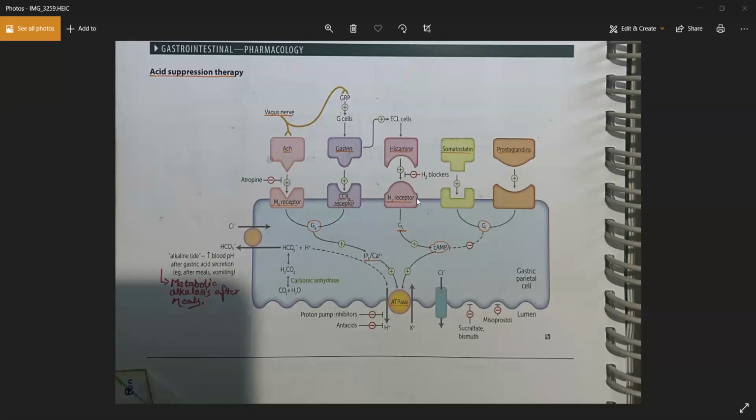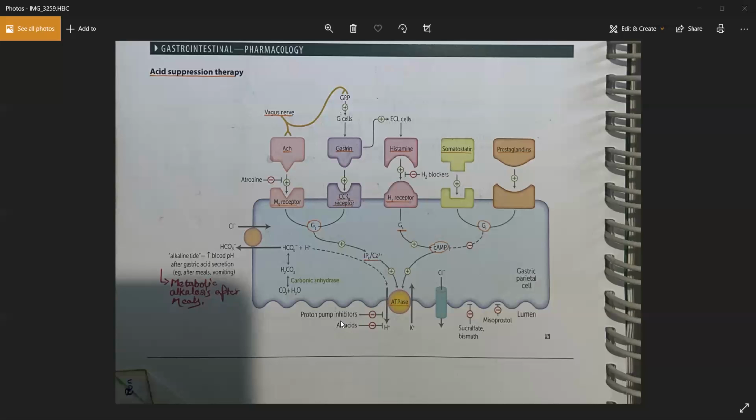Because in the case of histamine blockers, the gastrin and the acetylcholine still can cause the acid production. But if you give the patient proton pump inhibitors, it doesn't matter if you have a high level of all these three substances, they cannot cause the acid release, right? So these are therapies which inhibit the acid production.